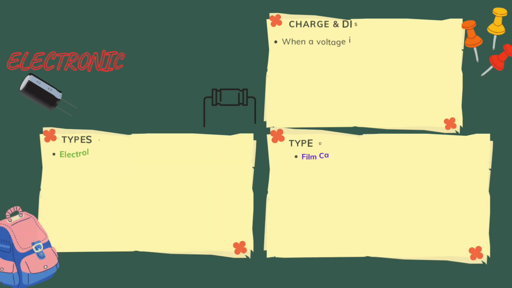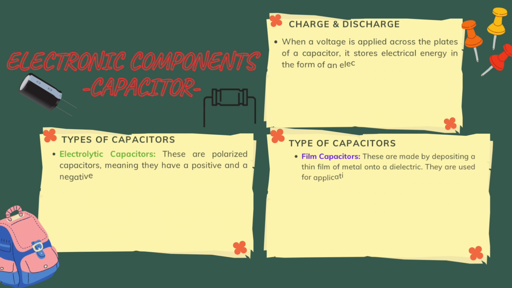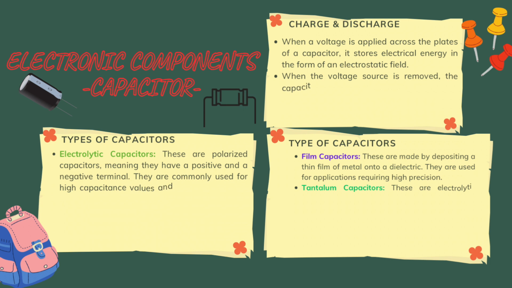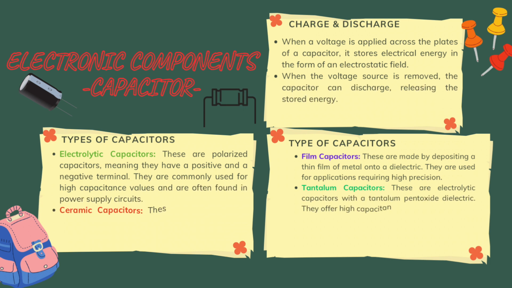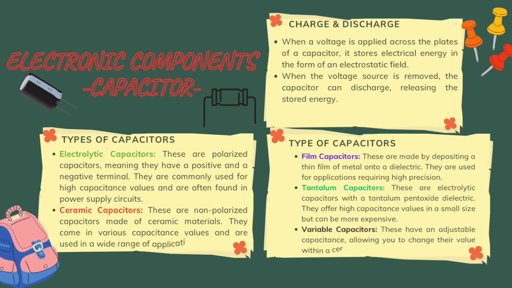How does the capacitor work? When a voltage is applied across the plates of a capacitor, it stores electrical energy in the form of an electrostatic field. When the voltage source is removed, the capacitor can discharge, thus releasing the stored energy. There are five types of capacitors mentioned here: film capacitors, tantalum capacitors, variable capacitors, electrolytic capacitors, and ceramic capacitors.